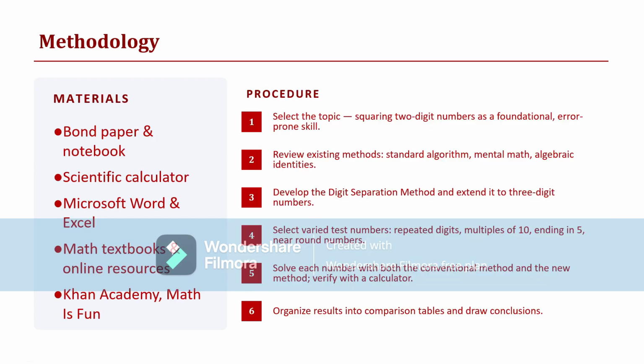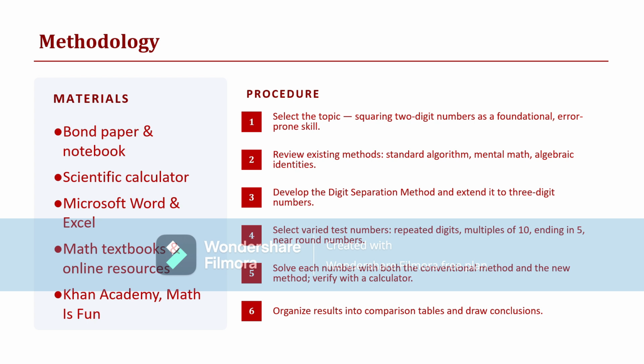As for the methodology, the materials to be used are only paper and notebooks. If you don't have them, you can solve it manually, or use Microsoft Word or Excel, a textbook, or any resources, or general markers. Our procedure is to select the topic, squaring numbers as a conditional skill, and review existing methods like the standard algorithm, mental math, and algebraic identities.